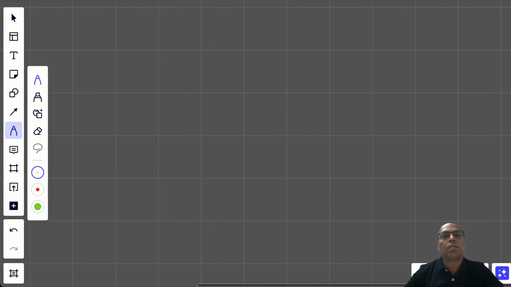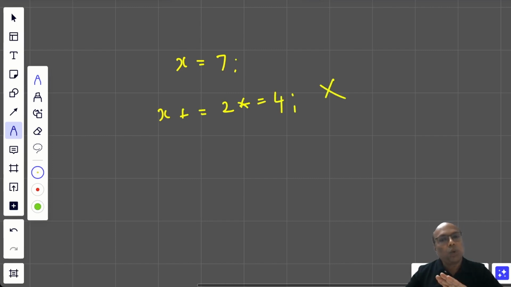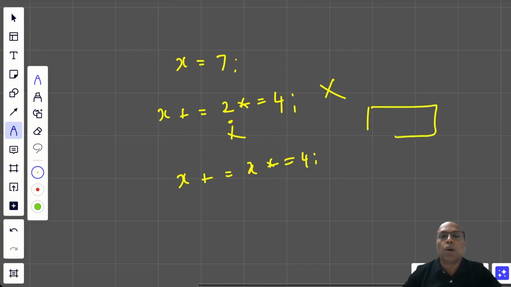Let's take another example. x is equal to 7. Can I say x plus equal to 2 into equal to 4? Can I say it? Why no? The left hand side of the assignment operator cannot be a constant. It has to be a variable. Okay, done. Now, can I say x plus equal to x into equal to 4? Can I say yes? Why? In this case, what was my x value?